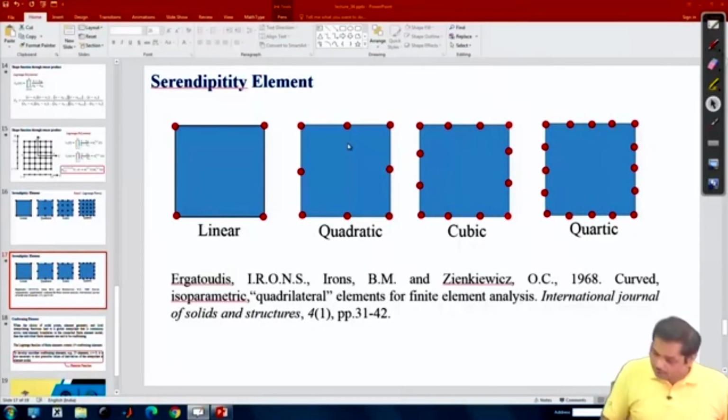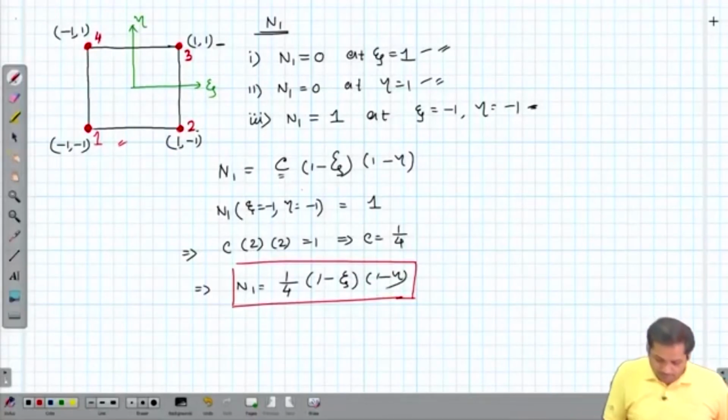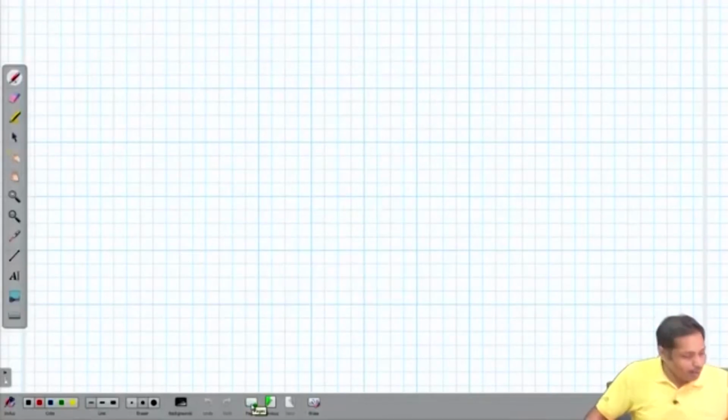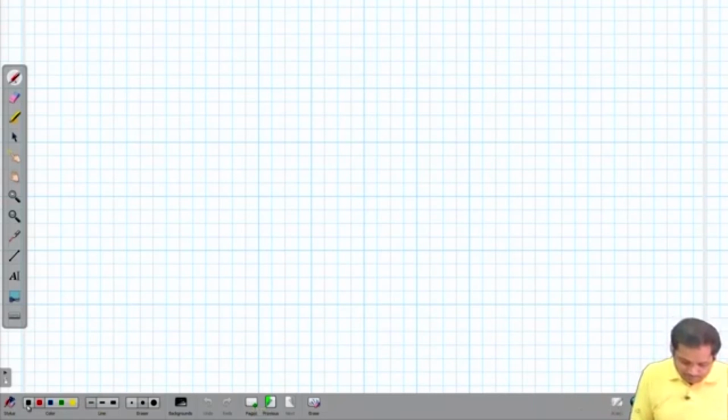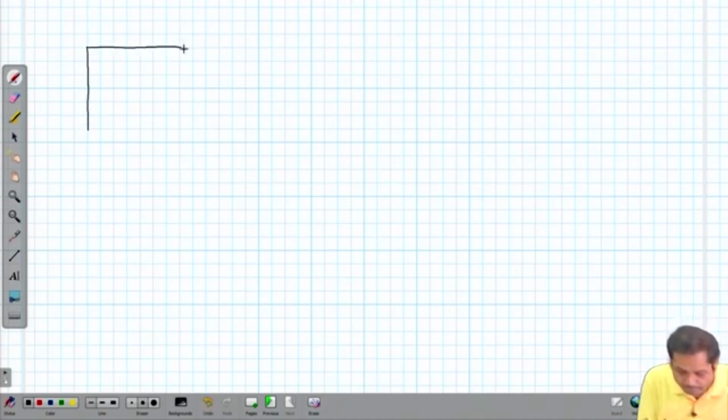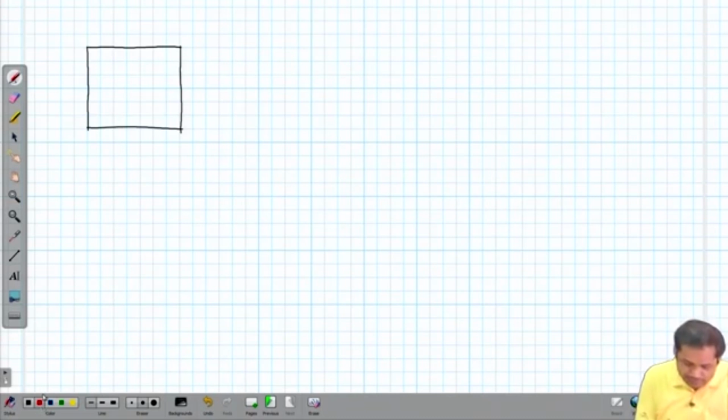Now let's apply the same approach for the quadratic element. Now our element is like this, and these are the nodes we have. Then we have one at the end.